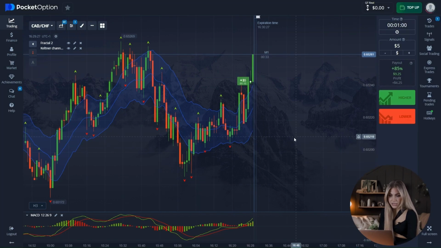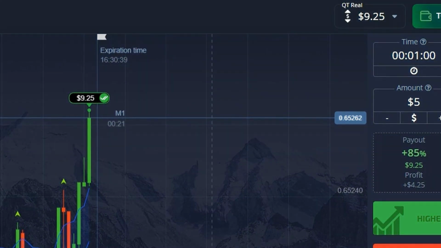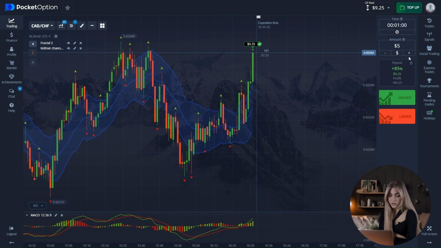Let's watch. Just as expected, the chart confidently soared upwards, aiming to break through the next resistance level. We nailed the forecast, all thanks to the fractal indicator. First trade closes with a profit, $9 in the bank. I'm on a roll today, betting the entire deposit on each trade.